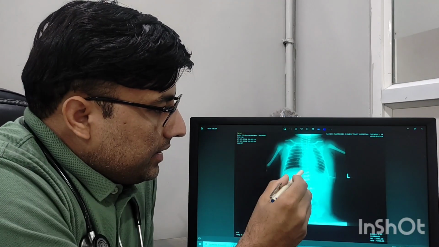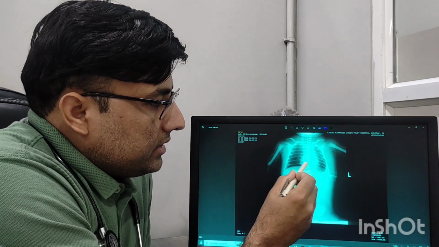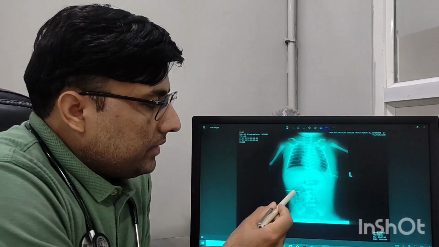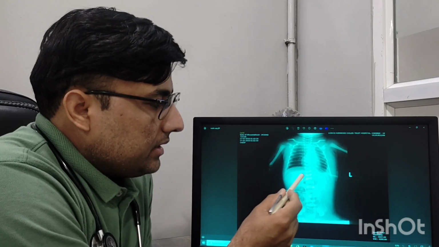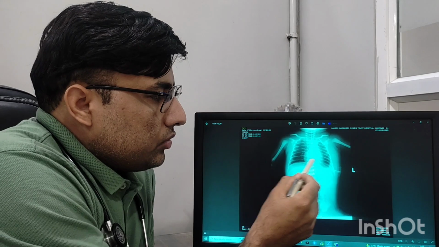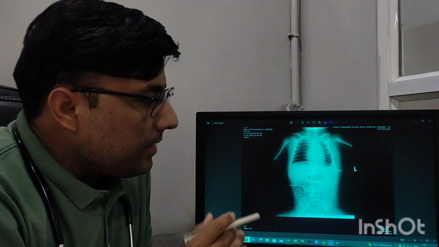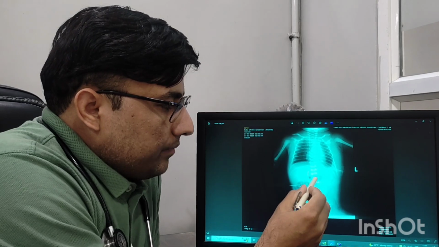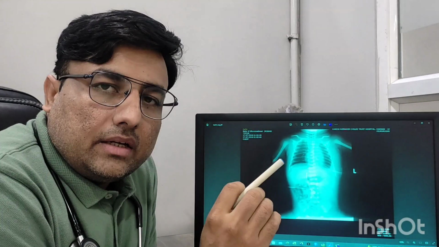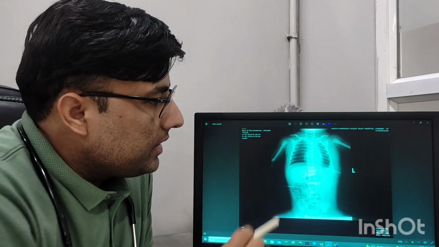Okay. Next, UVC. UVC position should be just above the diaphragm. It should be 1 centimeter above the diaphragm. This position is not correct. Here, this is going into the liver. So this is a low level. The correct position of the UVC is just 1 centimeter above the diaphragm. UAC position should be T6 to T9. Between T6 to T9 is the correct position of the tip of the UAC.